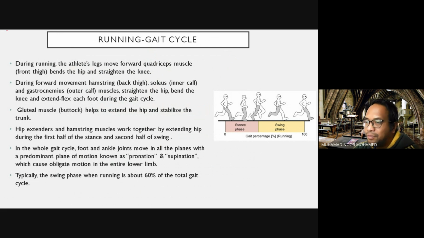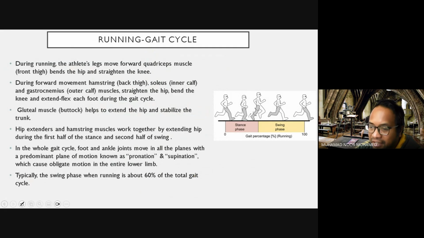Okay, so during forward movement, the hamstring, soleus and gastroc straighten the hip. Gluteal muscle helps to extend the hip. Hip extender and hamstring muscle work together by extending the hip. And the final thing that we try to have is this one. The swing phase when running is about 60% of total gait cycle.